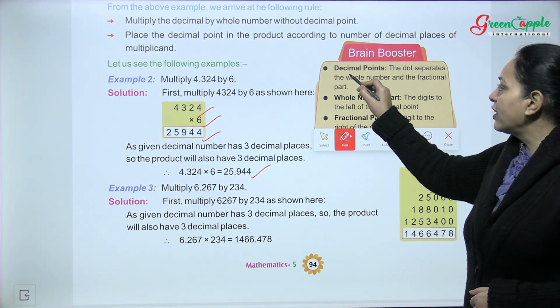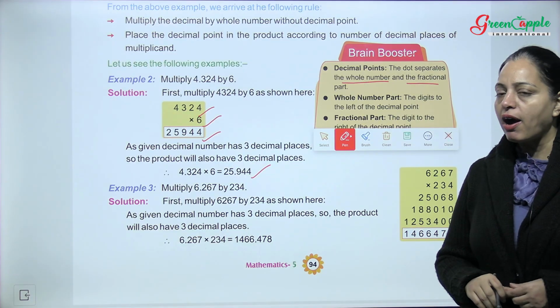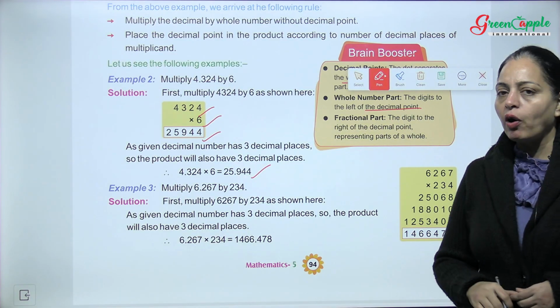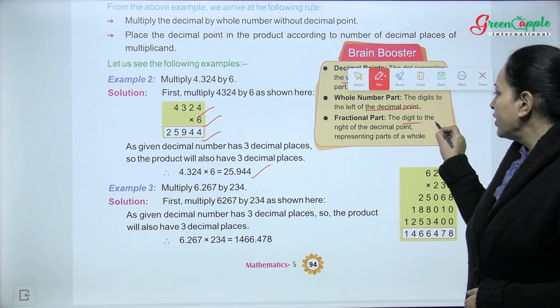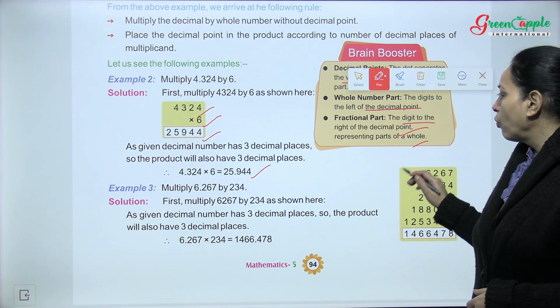Now brain booster, decimal points. The dot separates the whole number and the fractional part. Whole number part, the digits to the left of the decimal point, and the fractional part, the digits to the right of the decimal point, representing parts of a whole.